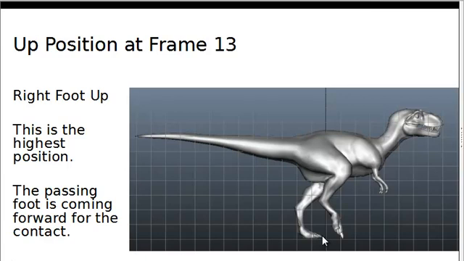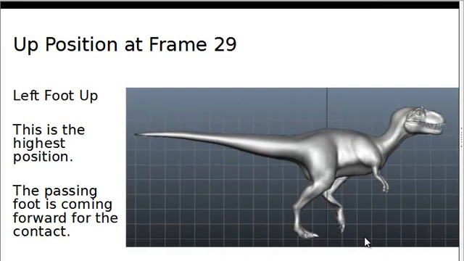Now we add the up position at frame 13. This is the uppermost position. This is the body at its highest point. And the passing foot, in this case the right foot, is now coming in forward for the contact position. We'll do the mirror image of that at frame 29. That's the left foot up position, the highest position on this side of the cycle. And now the left foot is coming forward for the contact position.